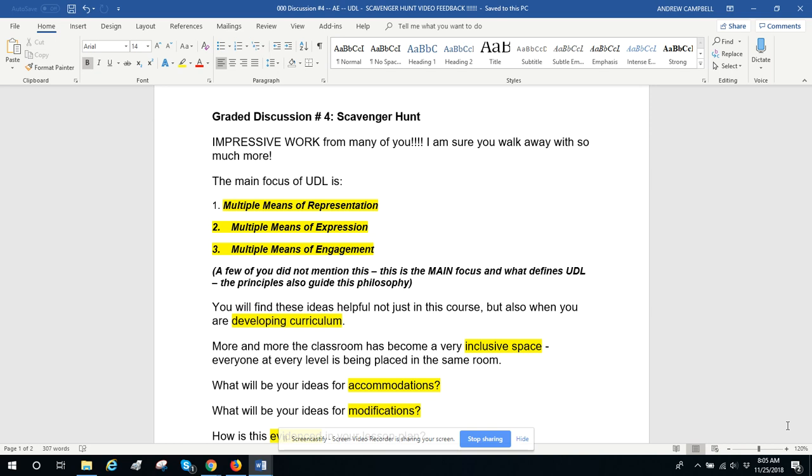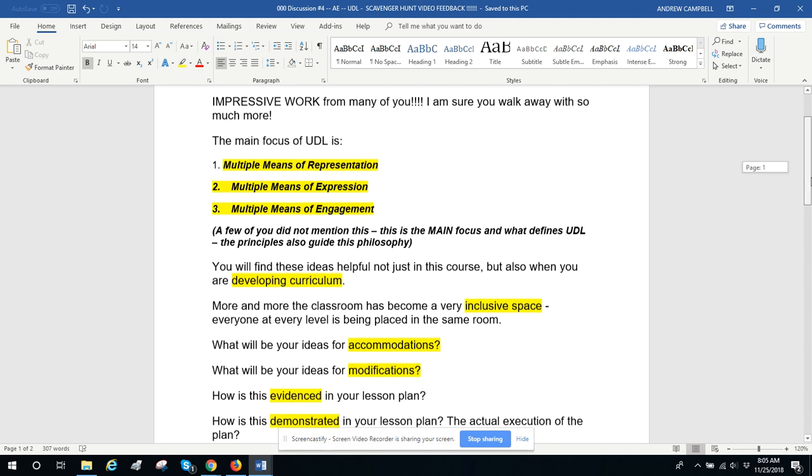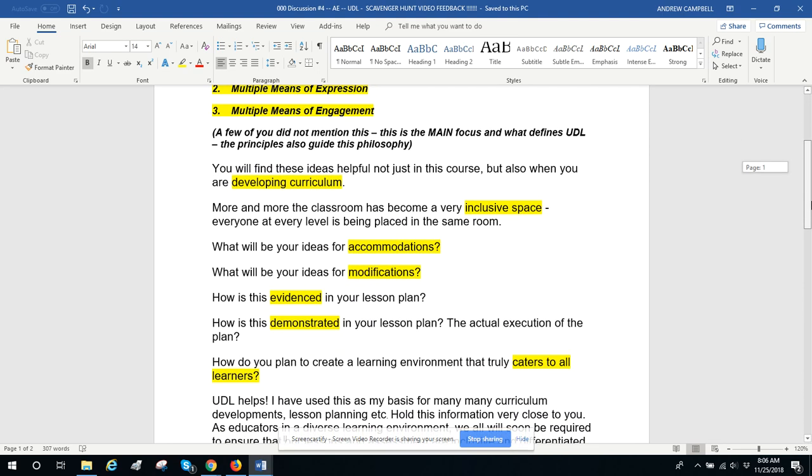And the days of teaching one way, where you walk in class and every day it's a PowerPoint, those days are over. We have to be careful of that. We have to understand that the classroom is changing. The classroom is looking different, and we have to find multiple ways of engaging all our students. And as I said to you, we'll find these ideas are helpful in course development and developing curriculum.